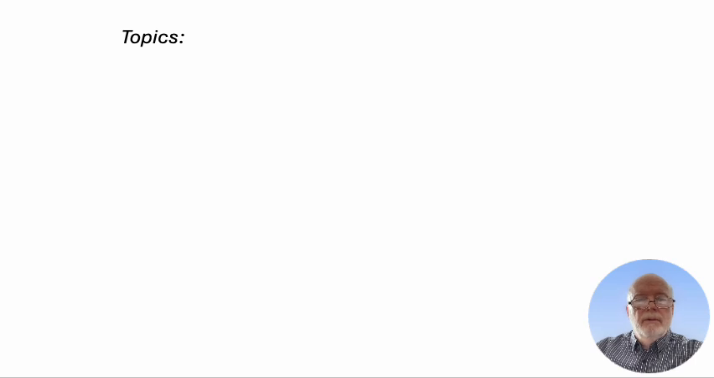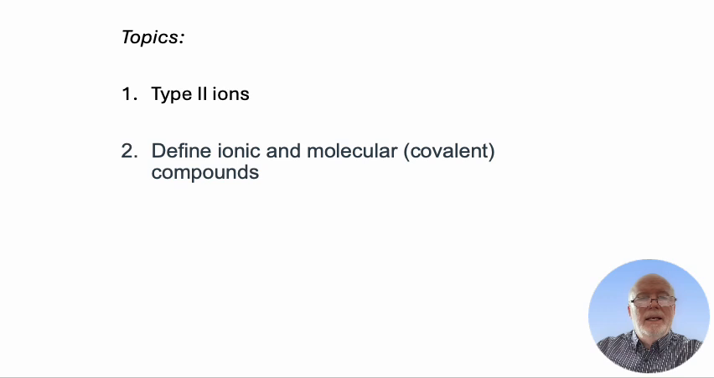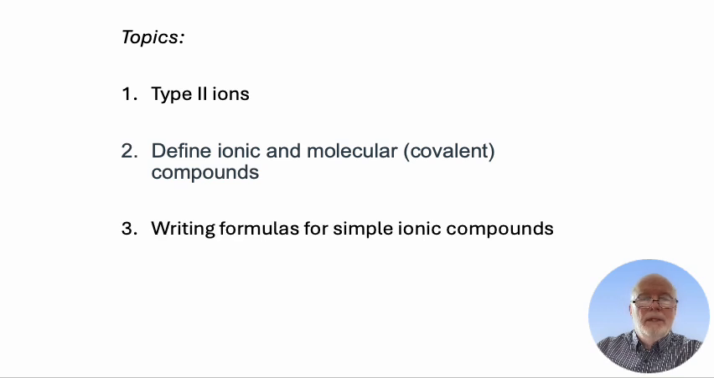So for the first one, here are our topics. Type 2 ions. We already had type 1 ions, which you'll see what type 1 are if I didn't call it that before. Two, defining ionic and molecular compounds. And 3, writing formulas for simple ionic compounds. So that's what we'll look at today.